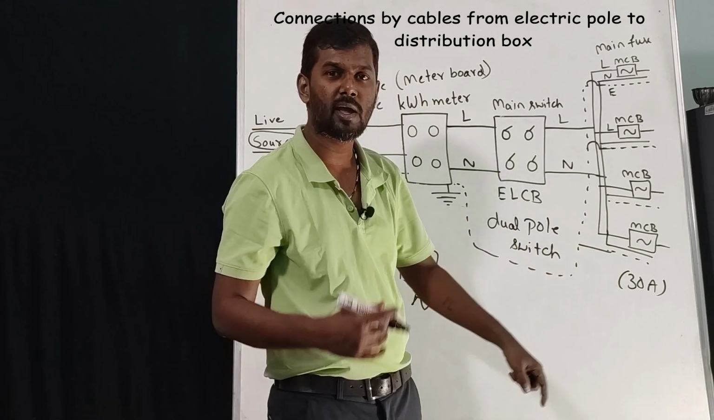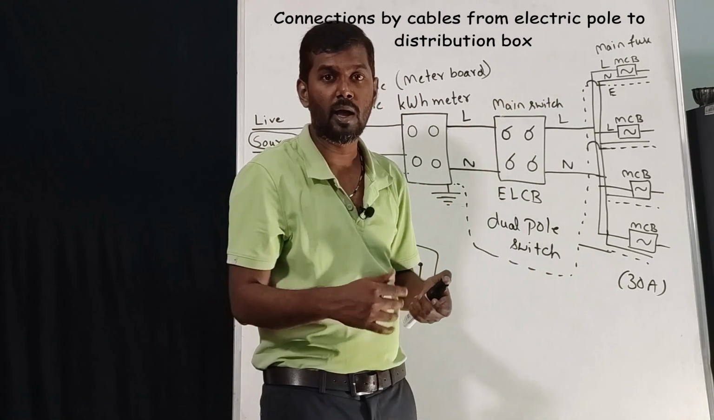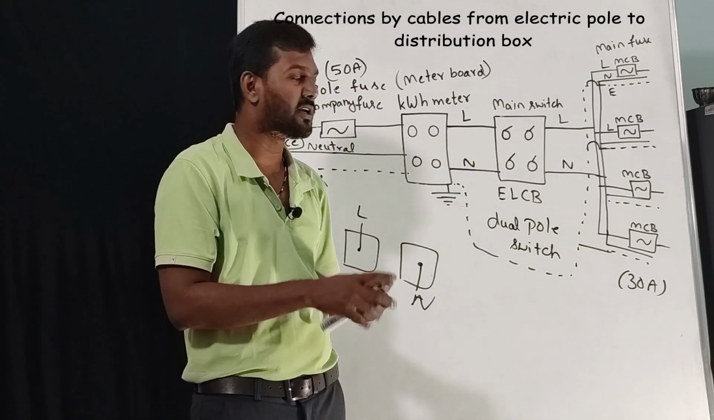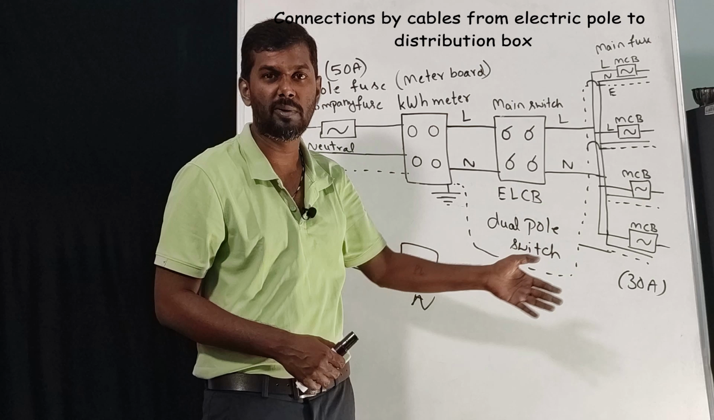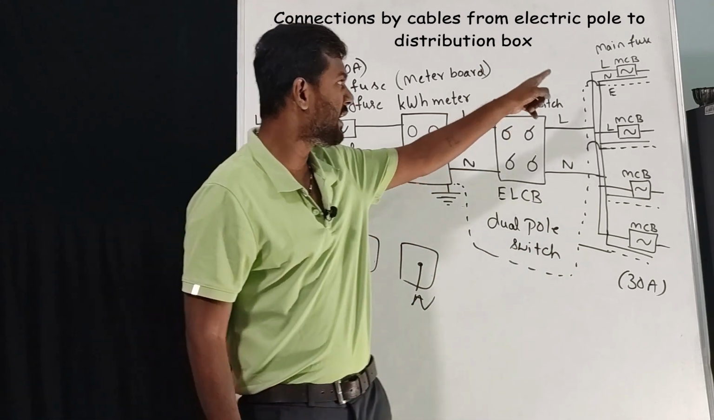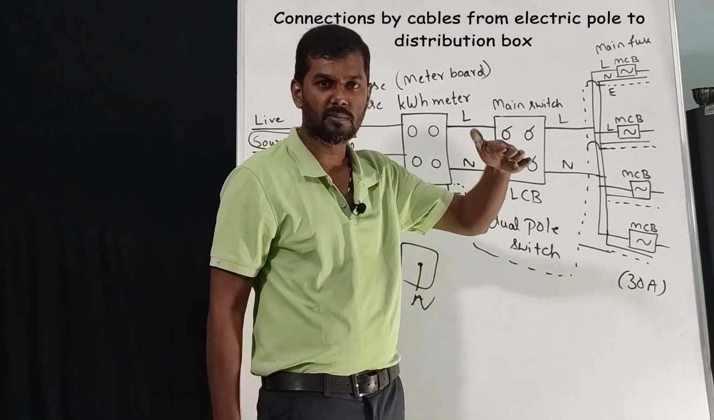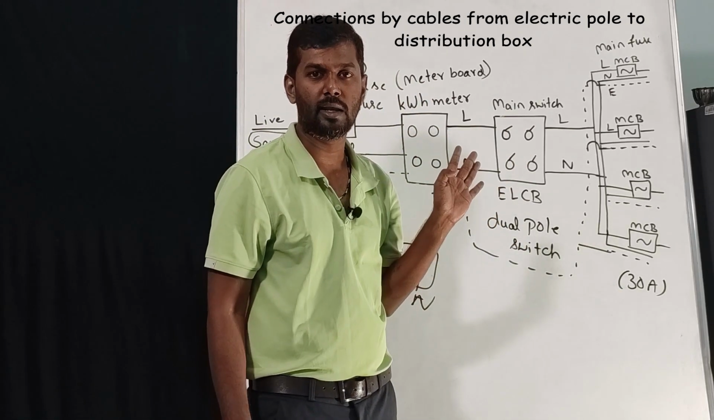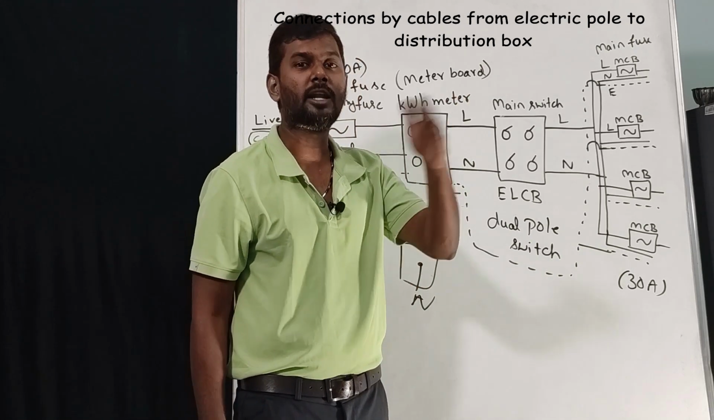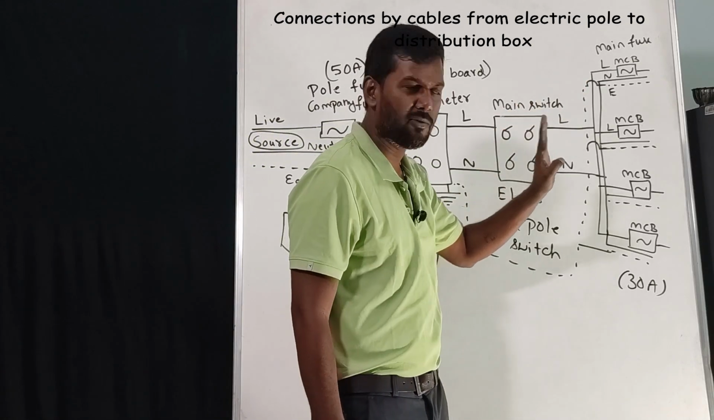What do you mean by 30 ampere? If more than 30 amperes of current comes, this MCB will trip. Initially we used to have fuses that would melt and we had to replace them. Nowadays we are using MCBs. MCB is nothing but a miniature circuit breaker. When the high current comes, this MCB will turn off automatically. This is called tripping. So it tripped, and again we have to turn it on. That's it. This is how an MCB works.